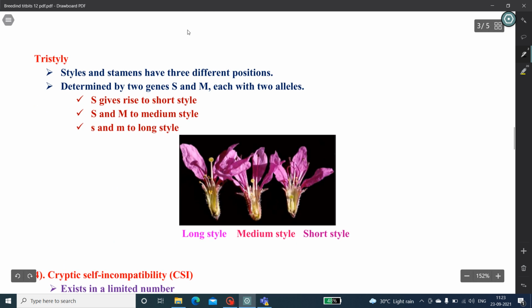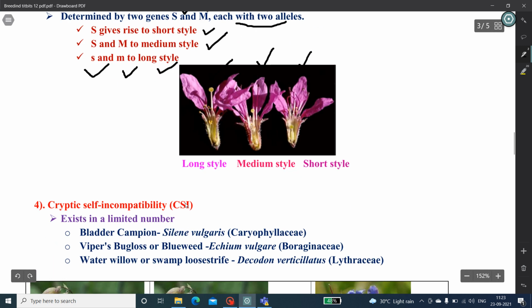Regarding tristyly, the styles and stamens have three different positions, and two genes are involved, capital S and capital M, with two alleles each. Capital S gives rise to short style, capital S and capital M to medium style, and small s and small m to long style. This is a long style flower, this one is the medium style flower, and the third flower is the short style flower.